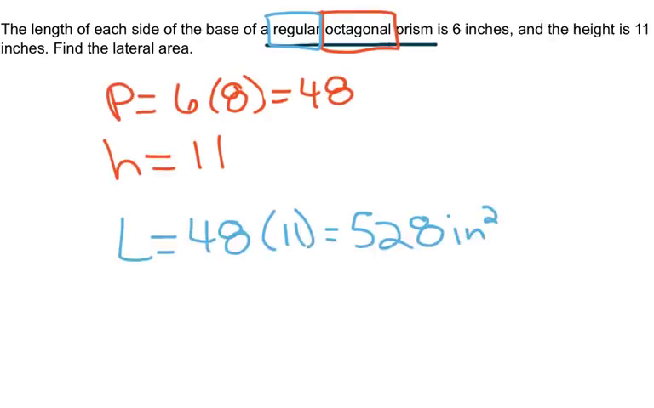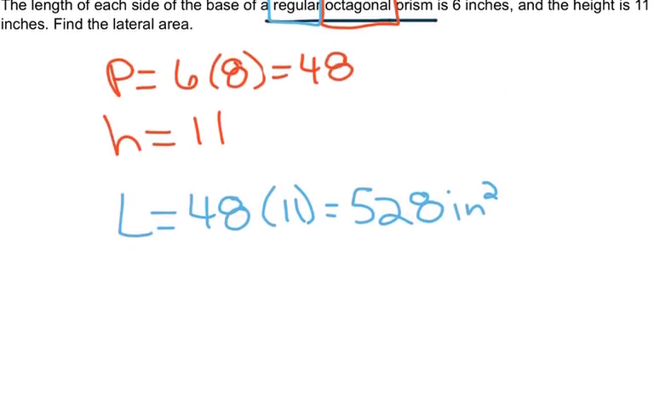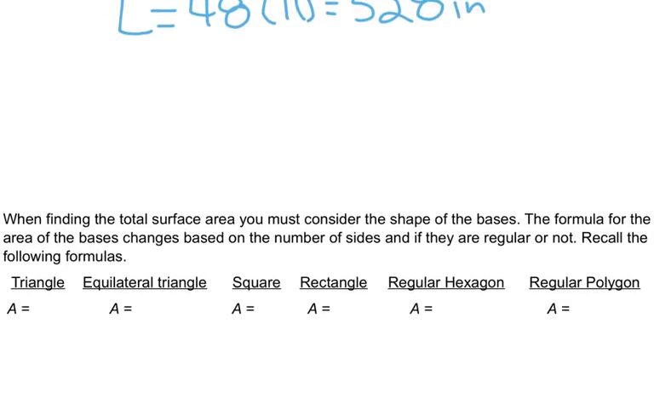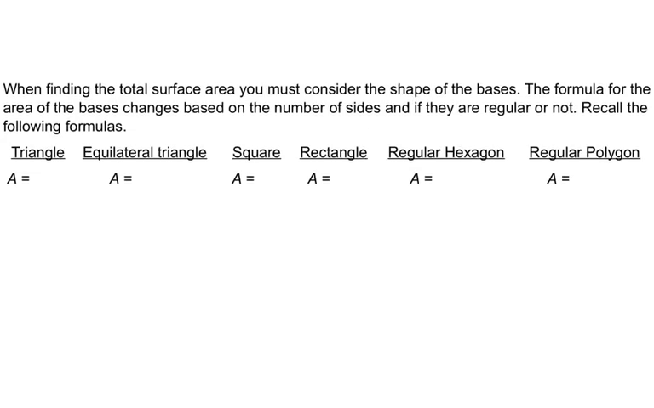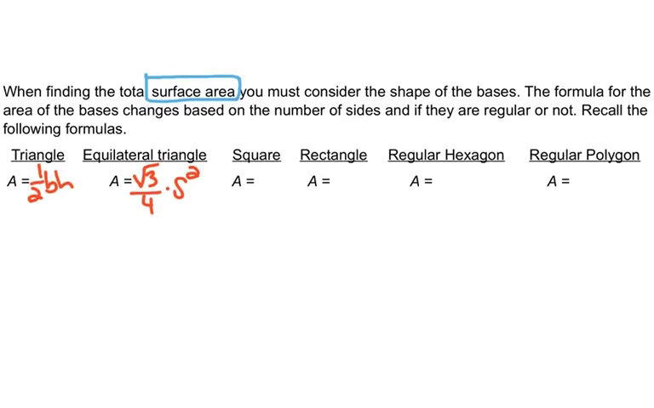Okay, well, just a recap, by the way. Let's recap different areas of polygons, because again, the shape of the base is going to change from one problem to the next, so you still need to know the area formula for each. Because what's going to happen is we're going to find the surface area. Now the surface area is the lateral area plus the areas of the two bases. So a generic triangle is 1/2 base times height. An equilateral triangle is √3/4 times your side length squared. A square is a side length squared.